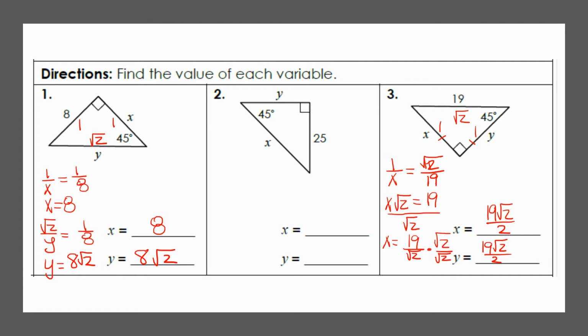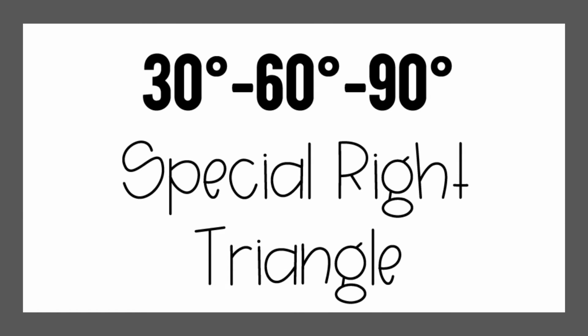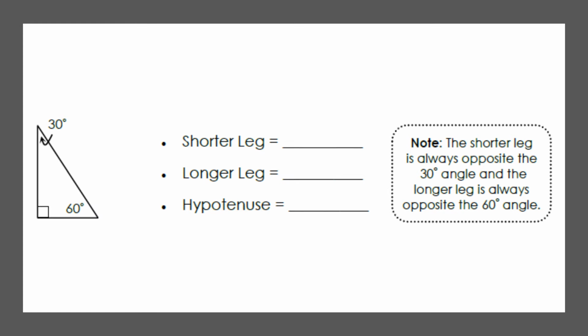Okay, let's go ahead and look at our next form of special right triangles. My next type of special right triangle is called a 30-60-90. A 30-60-90 triangle has three different angle measurements. It has a 30, a 60, and a 90. The short leg is across from the smallest angle, so it's across from the 30. The longer leg is across from the 60, and the hypotenuse, of course, is across from the 90.